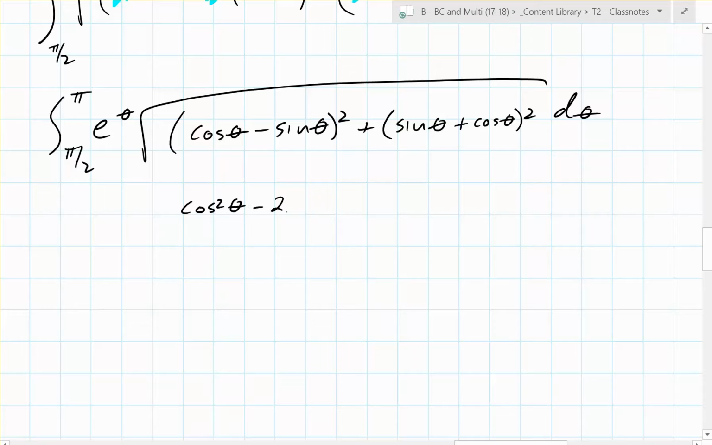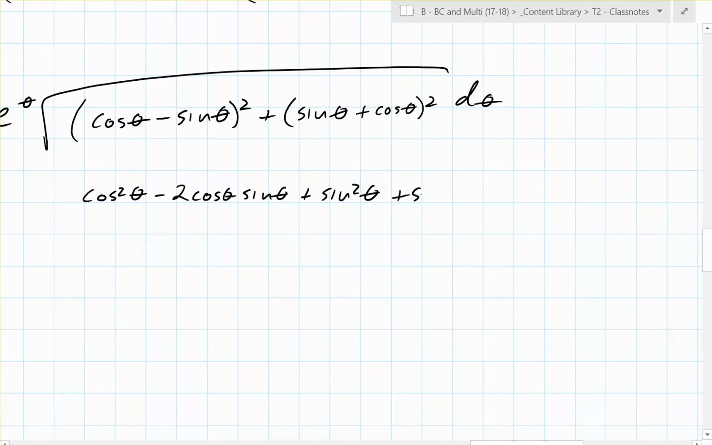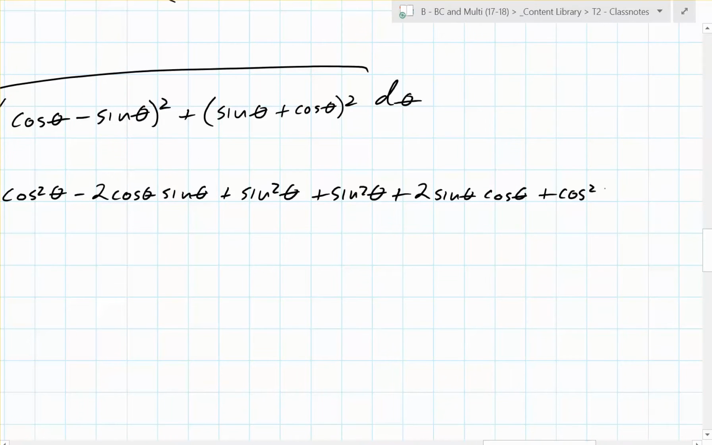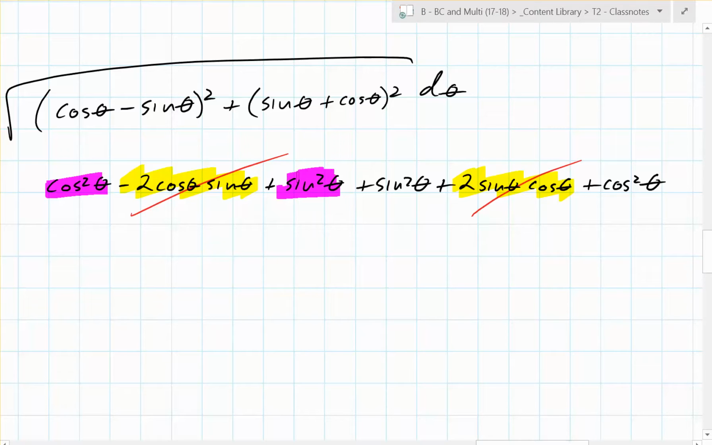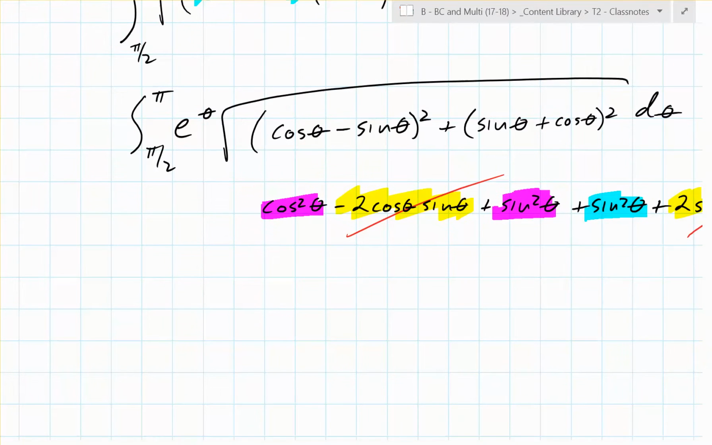Cosine squared theta minus 2 cosine theta sine theta plus sine squared theta, plus sine squared theta plus 2 sine theta cosine theta plus cosine squared theta. That looks terrible, but it's actually pretty good. Yeah, this and this are the same, right? So those cancel. And then what do you have here? You have this one and this one summed together to get 1, right? And this one summed together to get what? 1. So what does this actually equal here? The whole thing equals 2, right?